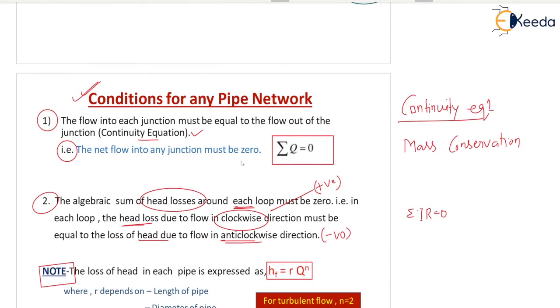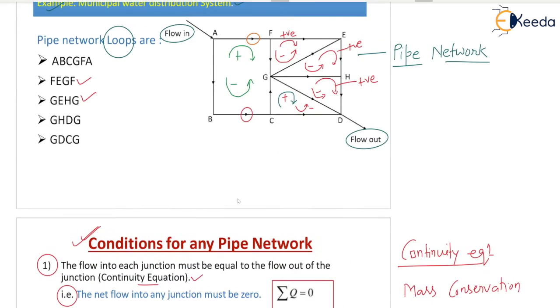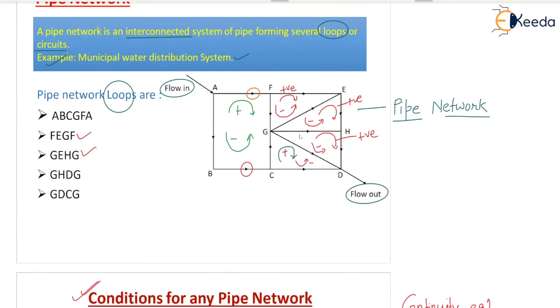So that is about the head loss. The algebraic sum of the head losses around each loop must be 0. That is, in each loop, the head loss due to flow in the clockwise direction must be equal to the loss of head due to flow in the anti-clockwise direction. Whatever the head loss is in a loop, suppose two pipes have a positive value of 5 meters, then GD must also give you 5 meters in the opposite direction. So the net head loss in each loop must be equal to 0.